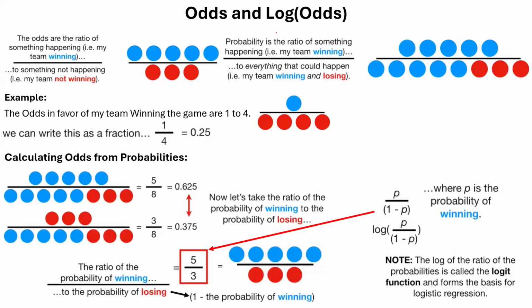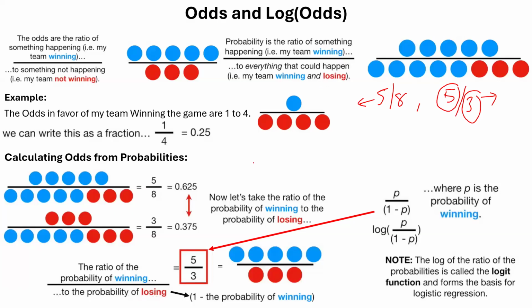What is probability? Probability is nothing but the ratio of something happening to everything that could happen. That means if you're playing 8 games, and out of that you're able to win only 5 games, the probability would be 5 by 8, but the odds would be 5 by 3, because out of 8 games, winning is happening in 5 games and winning is not happening in 3 games. So this is called odds. This is called probability.